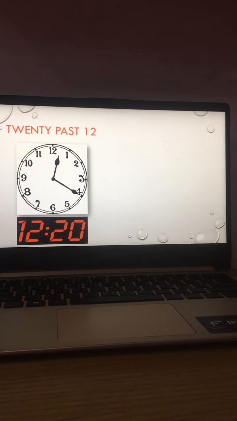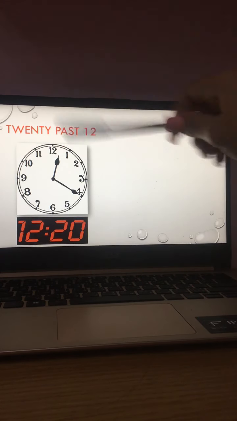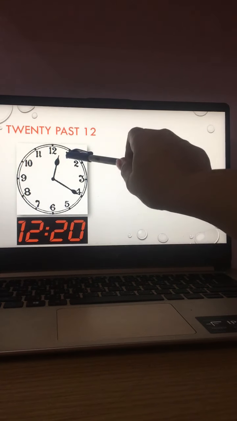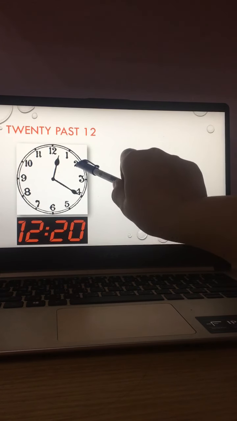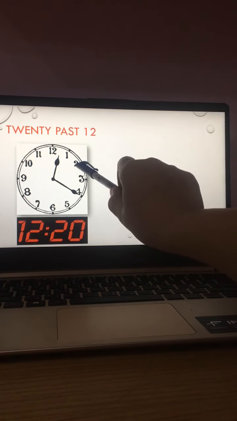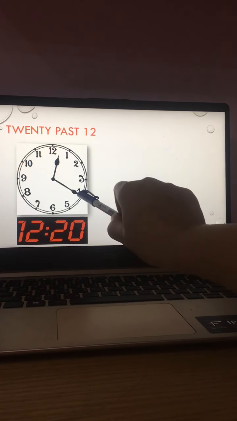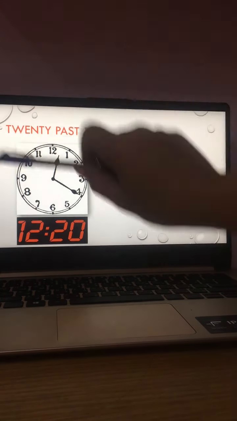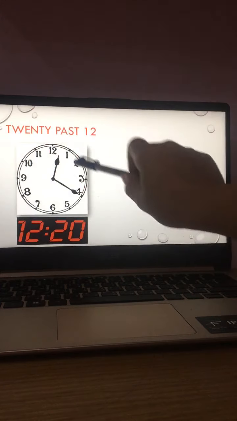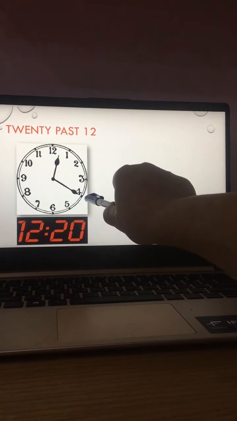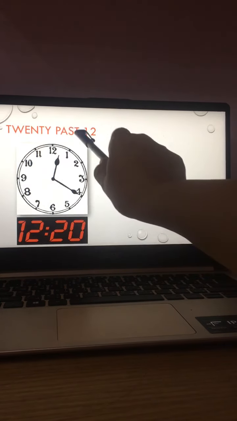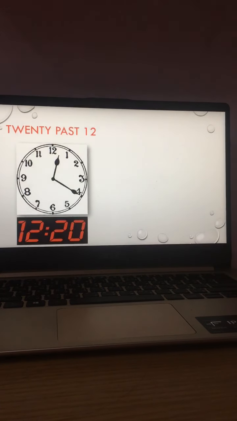Now let's look at this one. 20 past 12. Why did I say 20? Because I counted, okay? If you got confused, you can count from the beginning. 5. If the minute hand is at the 2, we say 10, 15, 20, okay? So, again, when we tell time in words, we look at the minute hand first. Very good. So, it's 20 past 12, okay?